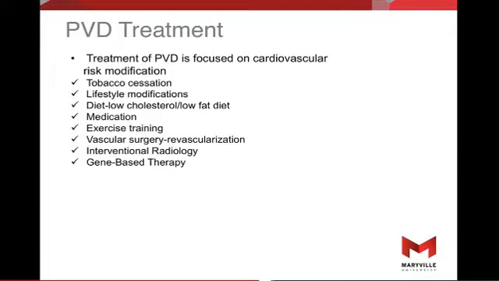For treatment, the focus is on cardiovascular risk modification. So lifestyle modification and education, tobacco cessation, getting patients up and moving, eating a healthier diet that's low in cholesterol, low fat. Medications you can start first line: aspirin. Exercise training, vascular surgery, revascularization for patients who have severe disease, and interventional radiology or gene-based therapy.